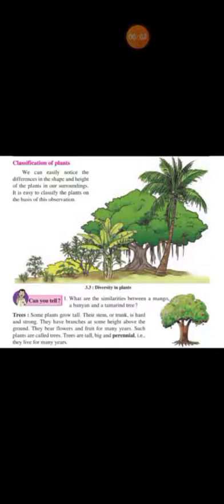Very good morning, children. In our earlier lecture, we began with chapter number 3, right, children? Now we'll just revise what we did in our earlier lecture, and then we will continue with this lecture. First, we had seen about diversity in plants. What do you all understand by the word diversity? Diversity means difference, different plants.